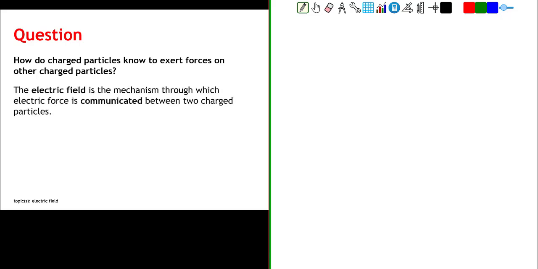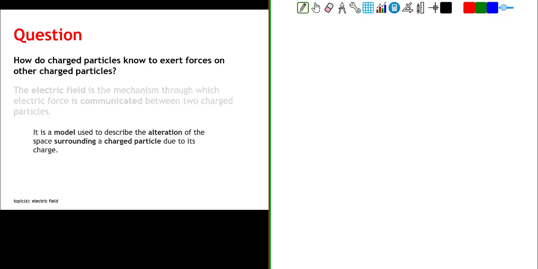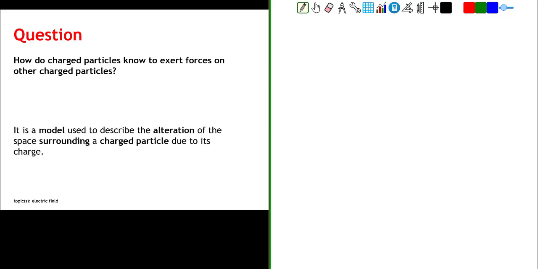Well, the answer lies in the electric field. An electric field is the mechanism through which electric force is communicated between two charged particles. It is a model. But it's a model used to describe the alteration of space itself surrounding a charged particle due to its charge. So in other words, an electric field influences the space around it.